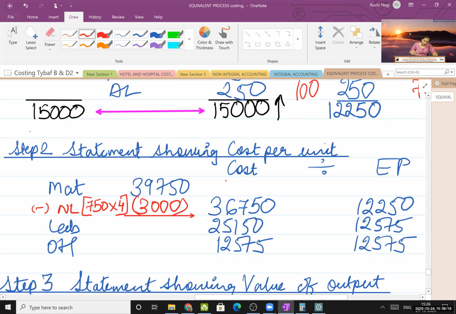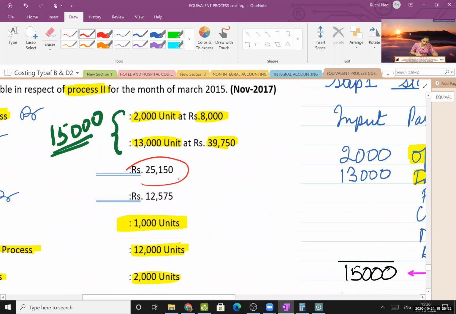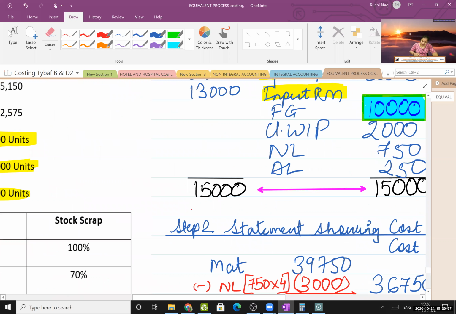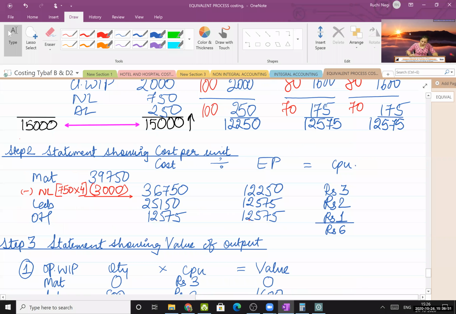36,750. Okay. Labor and material are already given in the question. 25,150 and 12,575. Okay, so write it here. Divided by the equivalent production, which you got from step 1. Substitute it and then divide it.